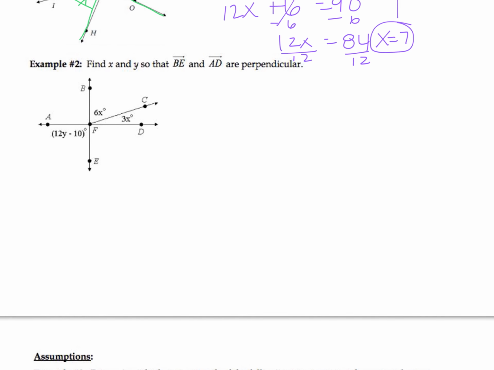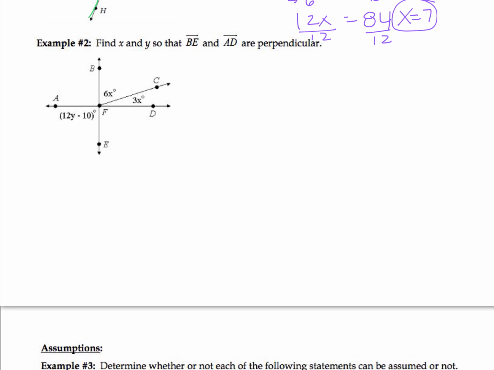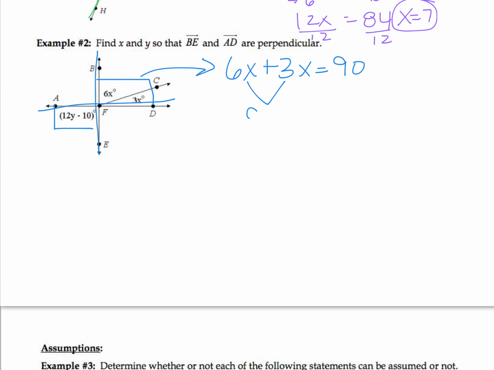Okay, example 2. Find x and y so that BE and AD are perpendicular. If BE and AD are perpendicular, I can assume this is a 90 degree angle and this is a 90 degree angle, because perpendicular lines make 90 degree angles. So over here, I can just add 6x plus 3x because if I add those together, I know they're equal to a 90 degree angle. Add those x's together, I get 9x equals 90. Divide out the 9, and I get x is 10. So I've solved for x.